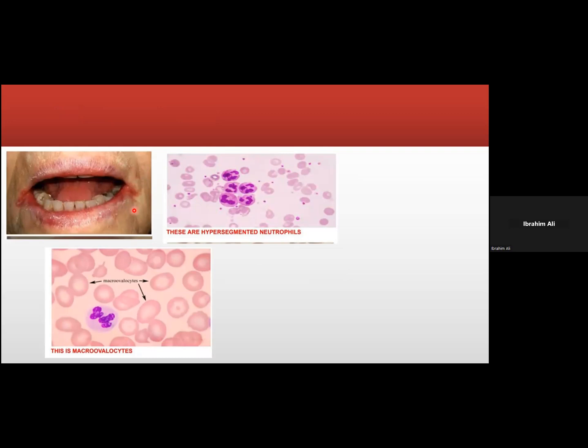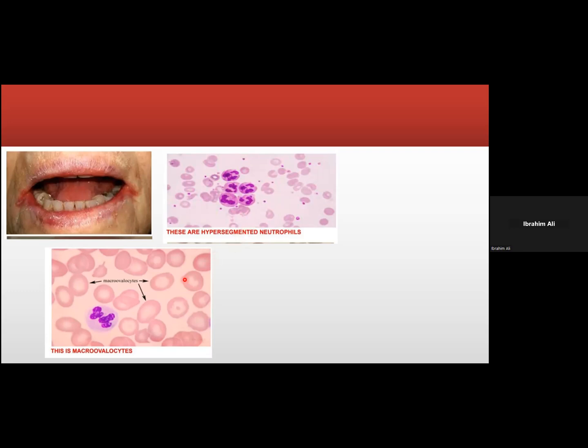And the next one is hypersegmented neutrophils. Try counting the lobes of these neutrophils. So it is 1, 2, 3, 4, 5, 6, 7. You see, it is more than 5. Normally, as I told you earlier, the neutrophils have 3 to 5 lobes. If it's more than 5, it is hypersegmented neutrophils, which is a common feature of megaloblastic anemia. That is, if you have B12 deficiency and folate deficiency.